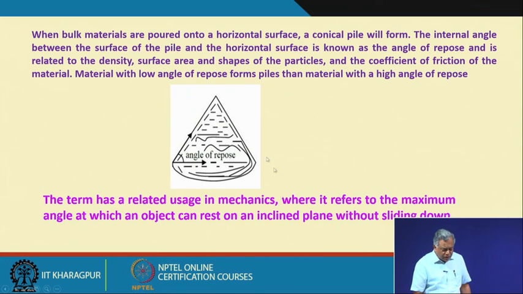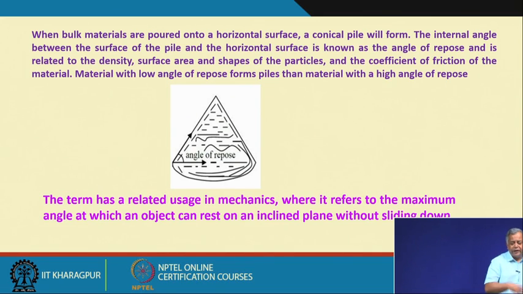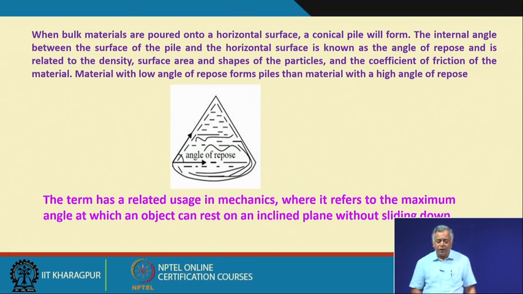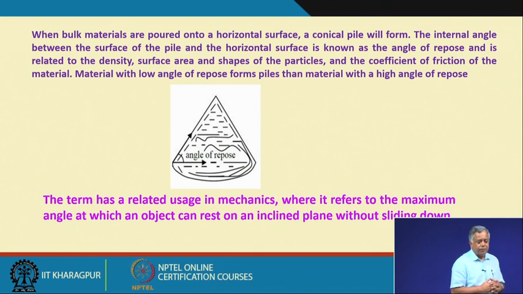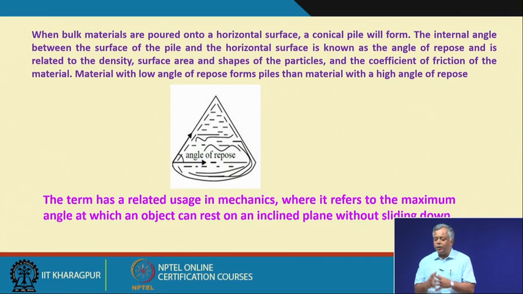So, what controls this angle of repose? Is it fixed for any particle class? Again, it is a function of particle sizes and particle shapes, because the angle of repose is basically a resultant, the ultimate result of the static friction between the particles.